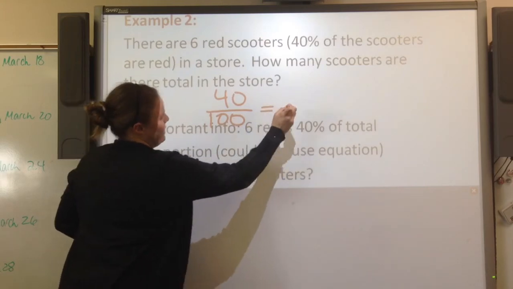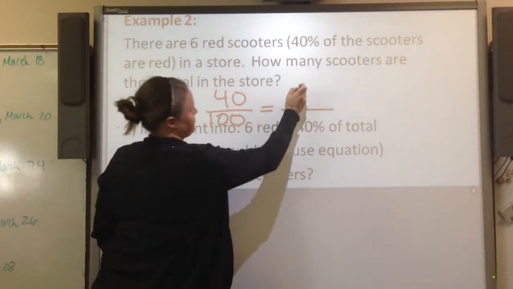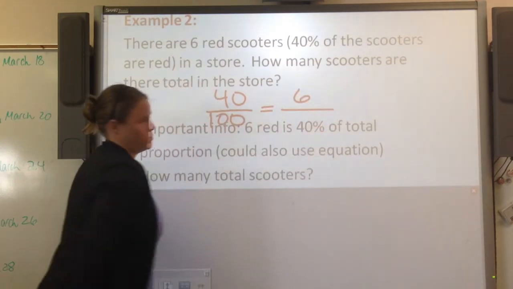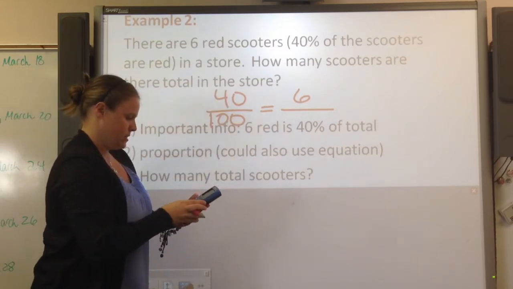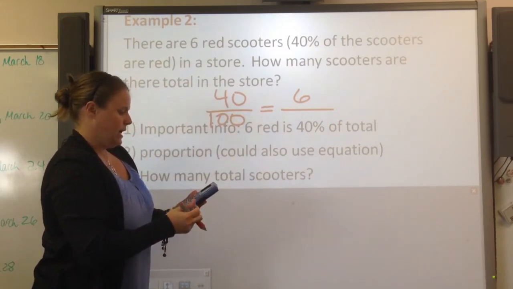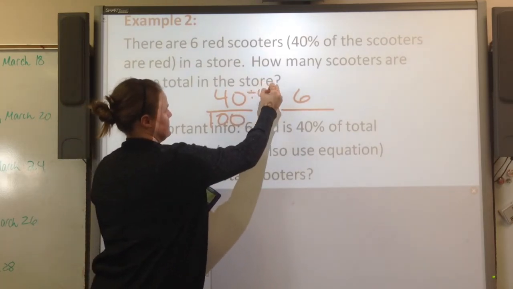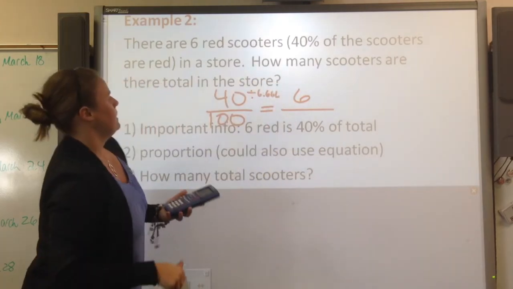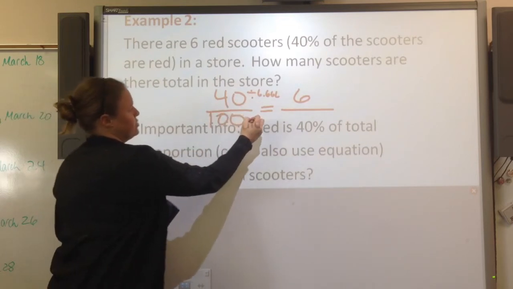Okay? And then I know that there are 6 red. And that's part of it. I don't know how many total scooters there are. So now I need to figure out how I got from 40 to 6. So let's do 40 divided by 6, and that equals 6.66. I'll stay with 6, it's fine. So 40 divided by 6.66 equals 6. I did the same thing to the bottom.